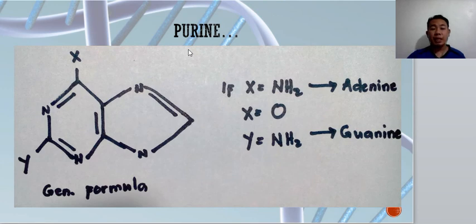Next, we have the purine. Purine has this general formula. Again, purine has a two-ring structure, and we have here the X and the Y structures attached to the ring. If the X is NH2, it is called adenine. If X is oxygen and the Y is NH2, then it is guanine.